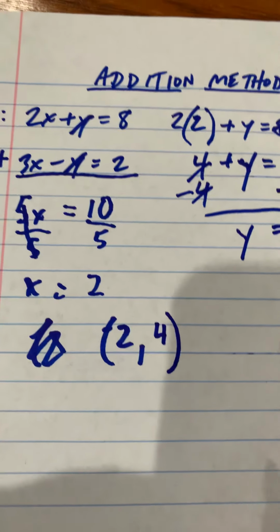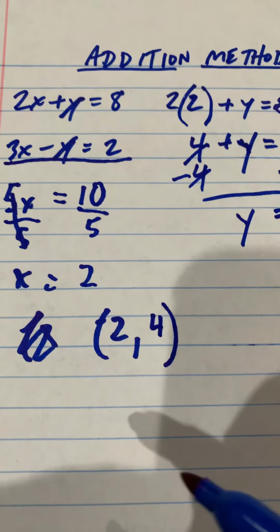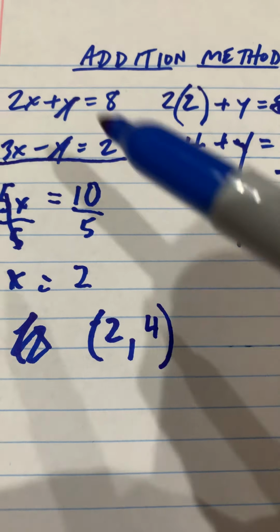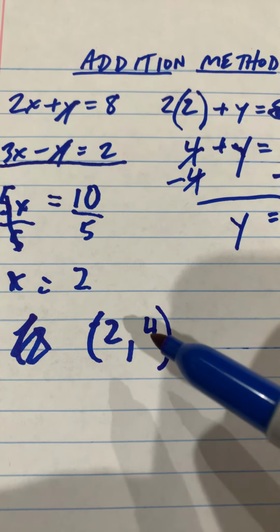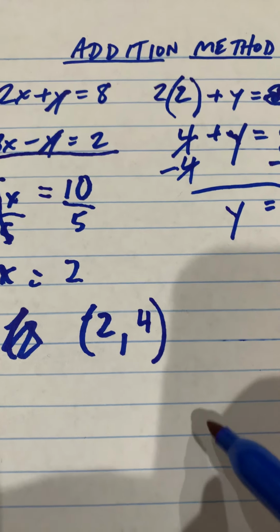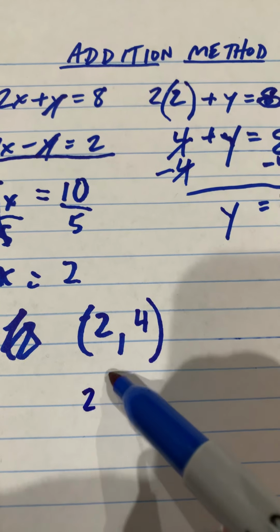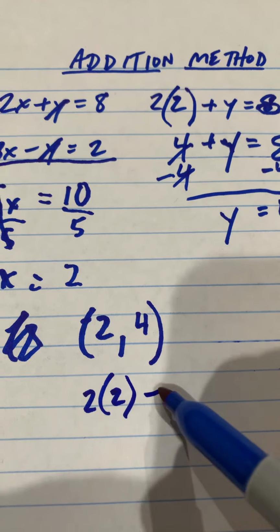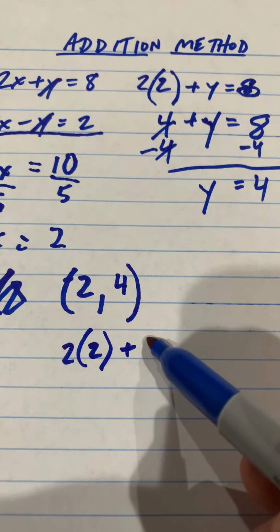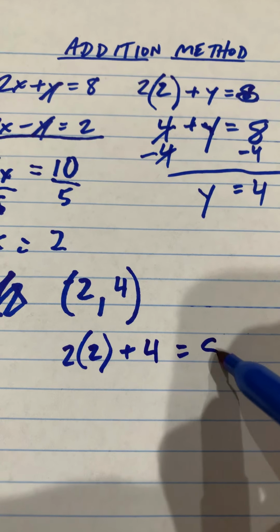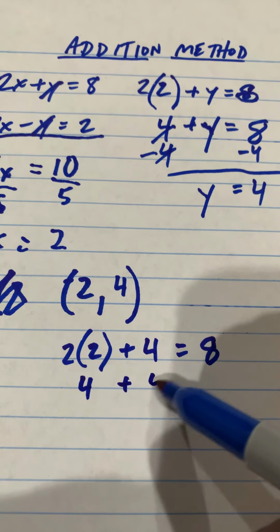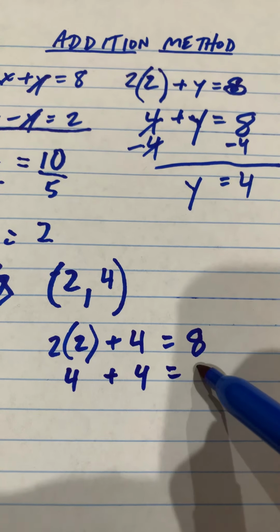All right, now let's go ahead and check our work and make sure this is correct. We're going to take our 2 and plug it in for x, and take our 4 and plug it in for y, and we should get 8. So we've got 2 times 2 plus 4. Yep, 4 plus 4 equals 8.